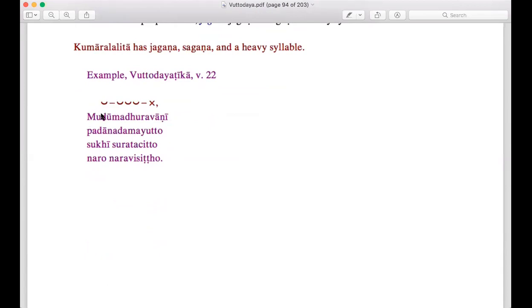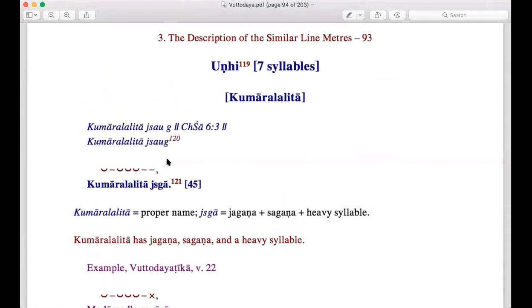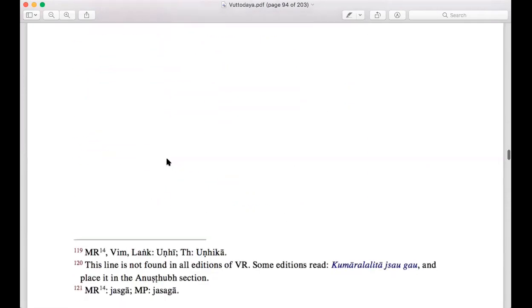And Mudu is Jagana, madhu is Sagana, ni is the heavy syllable. In the second line also, padana is jagana, dhamma yut is sagana, tho is the ending heavy syllable. Sukhisu is jagana, ratta chit is sagana, tho is the garu. Narona is jagana, ra vi sit is sagana, tho is garu. So this is a good example for Kumar Lalita verse, in which group? Unhi or Unhika group, Unhika Chanda. Yeah, is that clear for you?